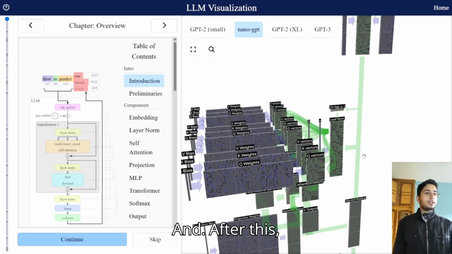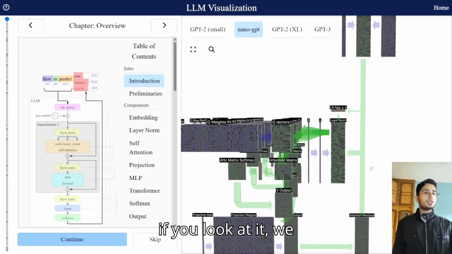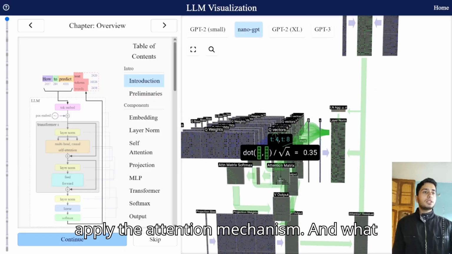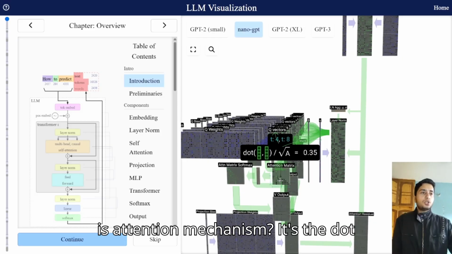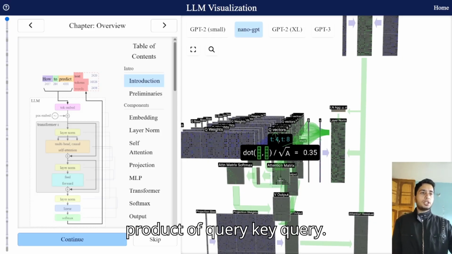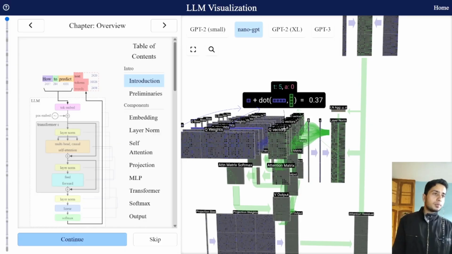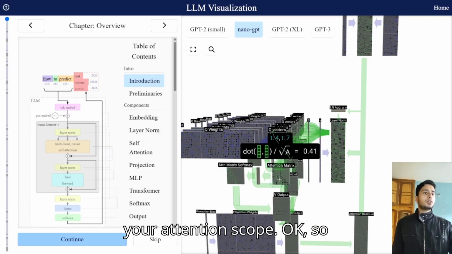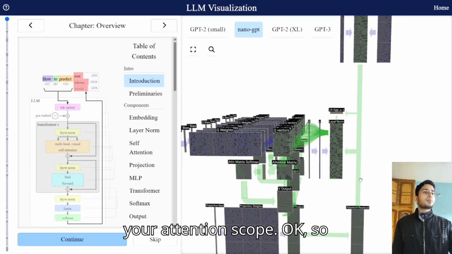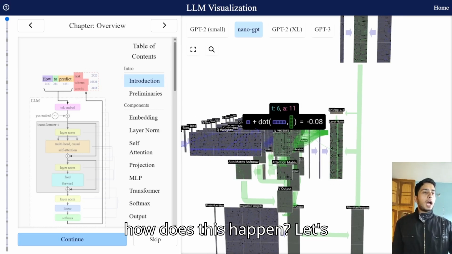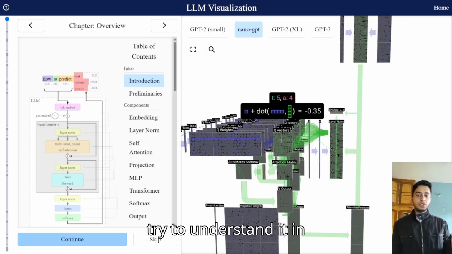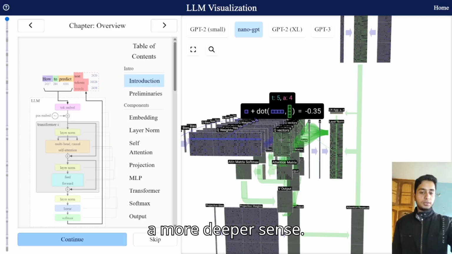And after this, we apply the attention mechanism. And what is the attention mechanism? It's a dot product of the query and key matrices, divided by a scaling factor. Okay, so how does this happen? Let's go to our visualization and try to understand it in a deeper sense.